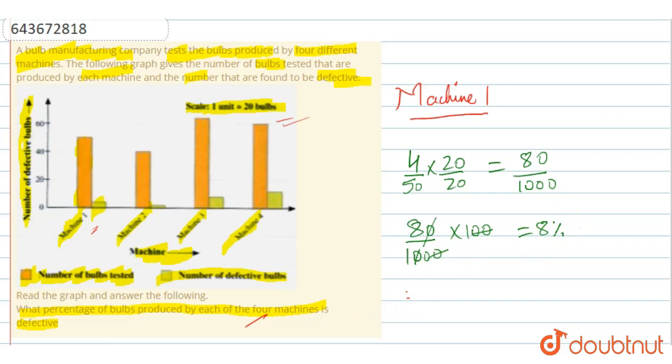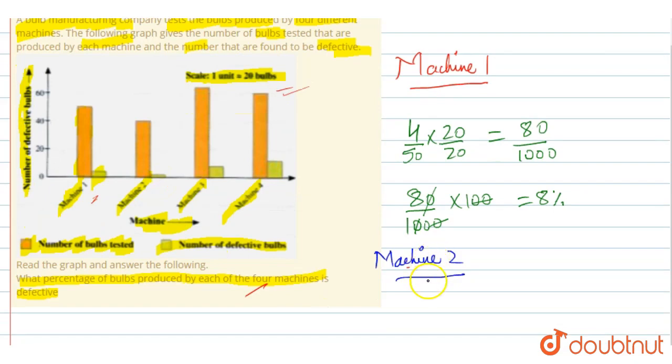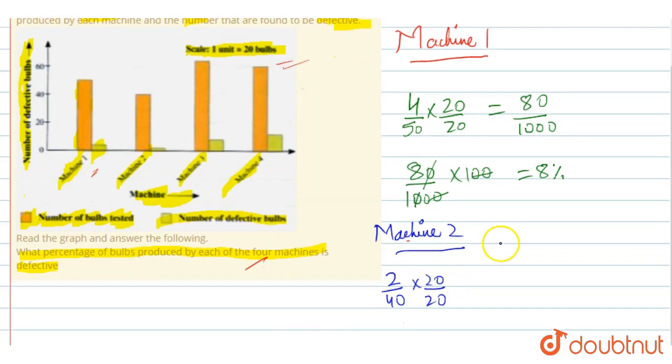Now let's talk about machine 2. In machine 2, the defective portion is only 2 units, divided by 40. So that will be 2 upon 40, and we need to multiply by 20 into 20 because 1 unit is 20 bulbs. In terms of bulbs, it will be 40 upon 800. Then we can find the percentage easily.